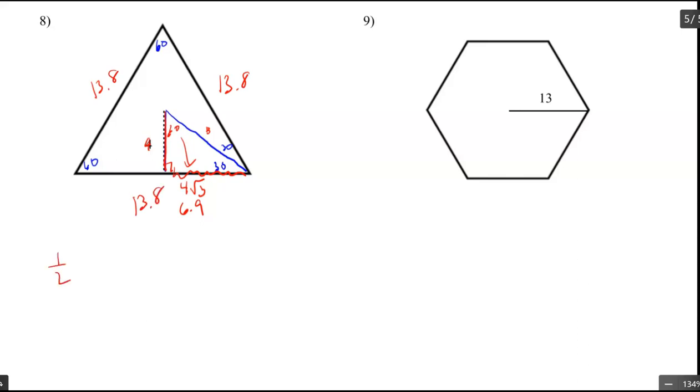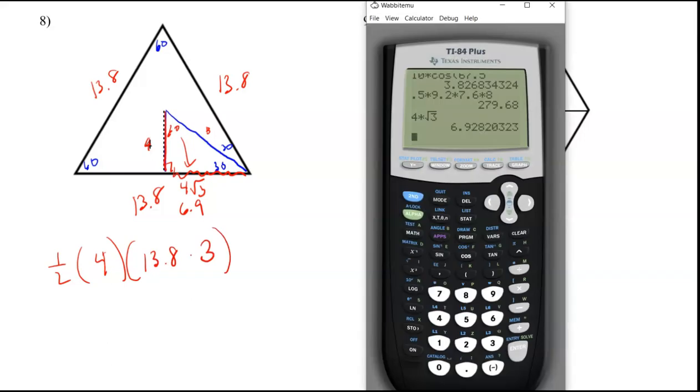So final formula, 1/2 apothem times perimeter, and we have 3 sides on this one. So let's knock this out. 0.5 times 4 times 13.8 times 3 equals 82.8.